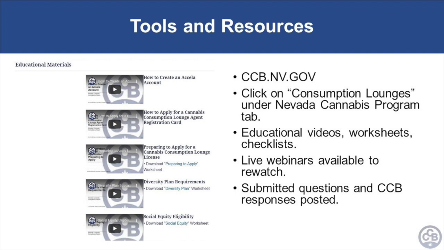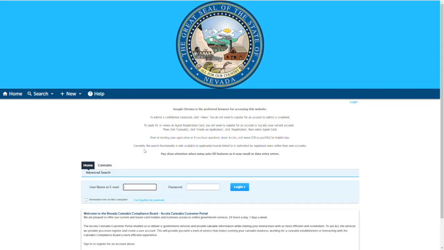Also on our website, you'll find a Preparing to Apply worksheet, which can be used to gather required information and documents prior to beginning your application. You'll want to have this information on hand as you complete the application. Once the consumption lounge application period is open and you are ready to begin, here is the Accela homepage.